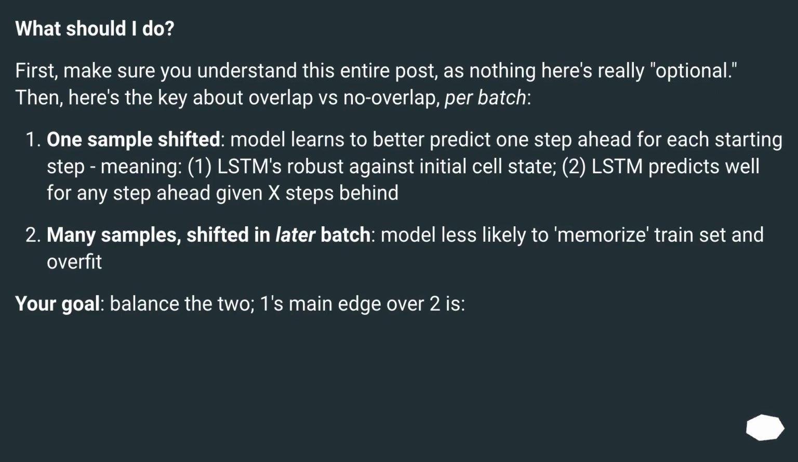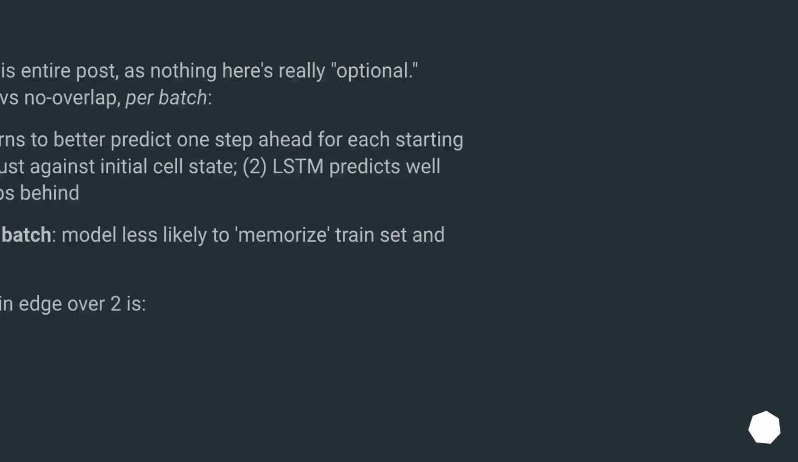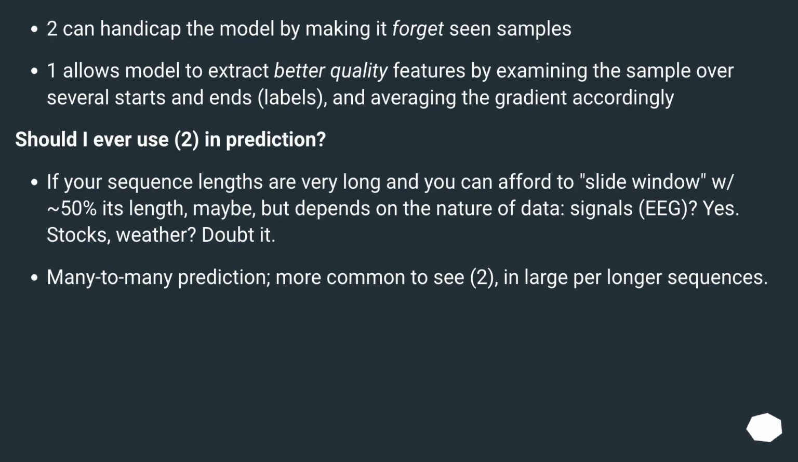Many samples shifted in a later batch: the model is less likely to memorize the train set and overfit. Your goal: balance the two. One's main edge over two is that two can handicap the model by making it forget seen samples. One allows the model to extract better quality features by examining the sample over several starts and ends, labels, and averaging the gradient accordingly. Should I ever use 2 in prediction?